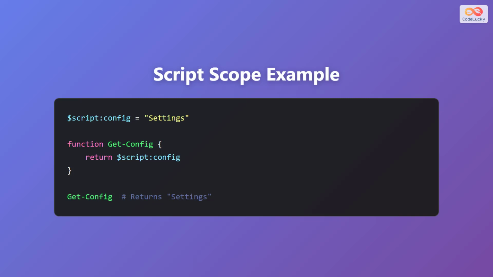Script scope allows you to share variables across multiple functions within the same script file. In this example, we declare $script:config equals "settings" at the top of our script. Inside the Get-Config function, we can access this variable using $script:config. When we call the function, it successfully returns "settings". The script scope modifier ensures that this variable is accessible to all functions within the script file, while remaining isolated from other scripts.